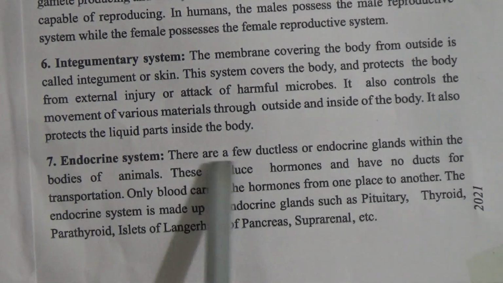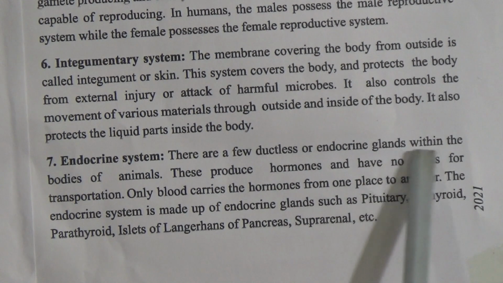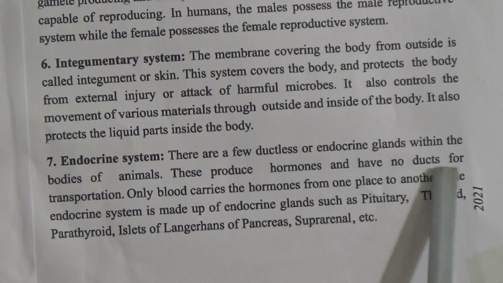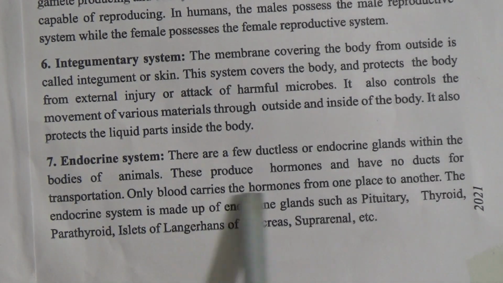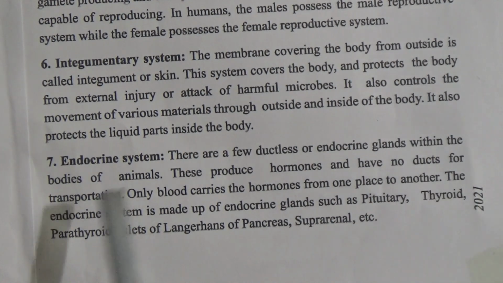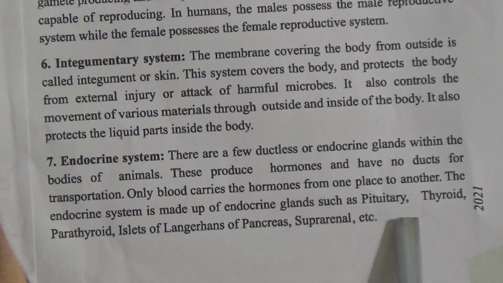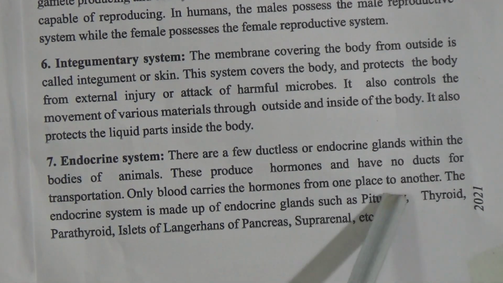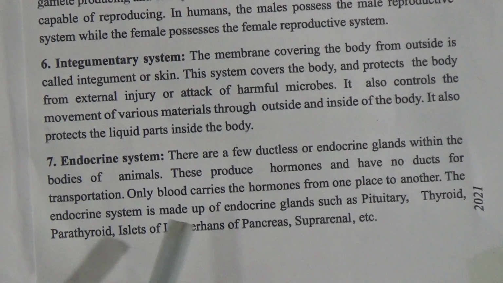Endocrine system. There are a few ductless or endocrine glands within the bodies of animals. These produce hormones and have no ducts for transportation. Only blood carries the hormones from one place to another. The endocrine system is made up of endocrine glands such as pituitary, thyroid, parathyroid, islets of Langerhans of pancreas and suprarenal. So, which things create our endocrine system? Pituitary gland, thyroid, parathyroid, islets of Langerhans of pancreas and suprarenal. They create our endocrine system.